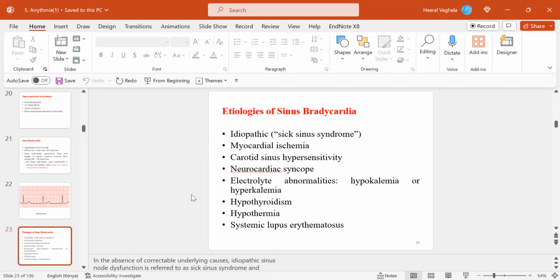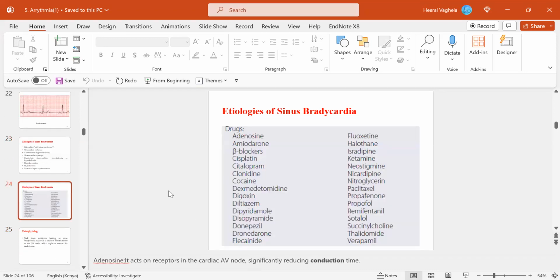So etiology for sinus bradycardia, I think the most one that we would talk about would be electrolyte abnormalities with hypokalemia and hyperkalemia, and the others would be like myocardial ischemia and hypothyroidism, of course, any autoimmune disease like SLE, or even hypothermia. Some of the drugs that lower your heart rate would also cause sinus bradycardia, and these are some of the drugs.